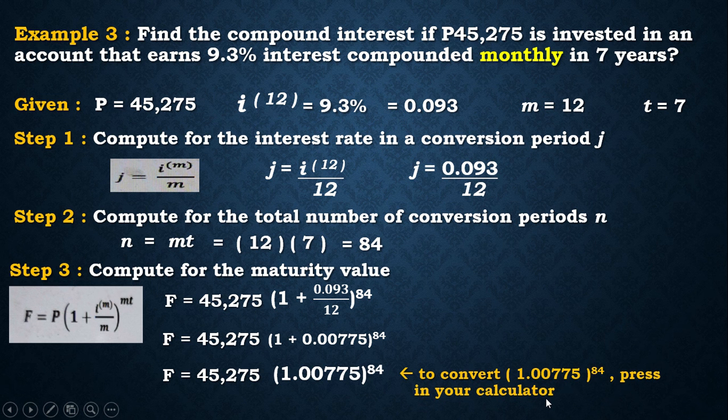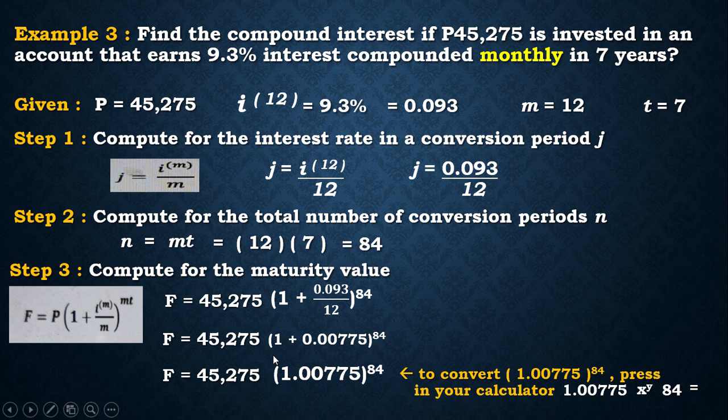So, ito po yung mga pipindutin nyo sa calculator. Una, 1.00775. Pangalawa, pindutin nyo po yung ganitong sign. Hanapin nyo po sa calculator na yung x, small letter x, may exponent siyang small letter y. Sumunod, pindutin nyo po yung 84, which is the exponent, and then equal sign. Again, para ma-convert po ito, itong part na to, ito po ang mapipindutin. 1.00775, tapos ito pong symbol na small letter x raised to y, tapos 84, tapos equal sign.